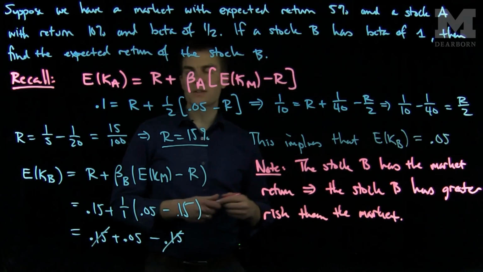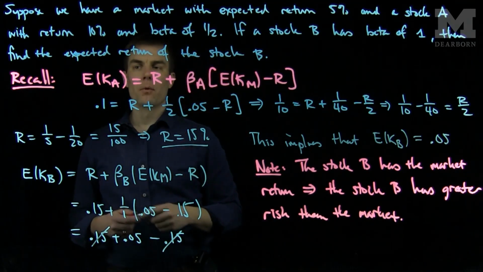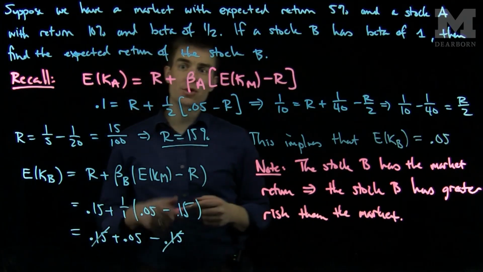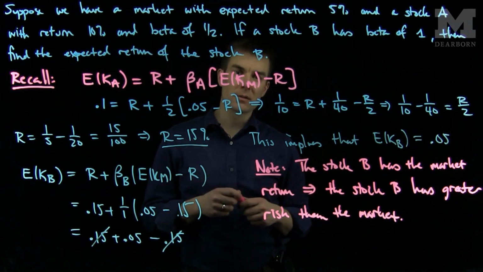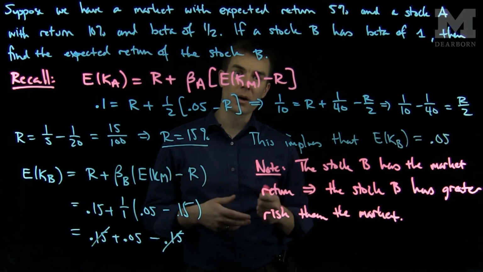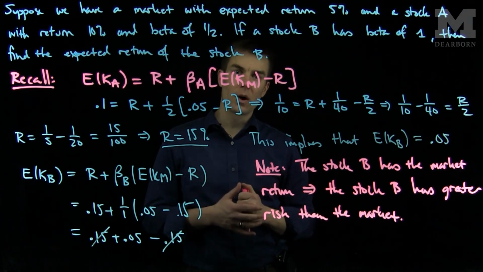So we can see that this linear expression for the expected return of a stock in terms of the risk-free rate of return and the market return tells us how to find the expected return of another stock if we're given information about the market and the beta of another stock.